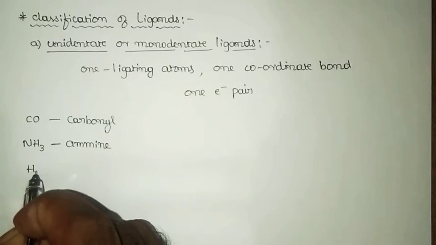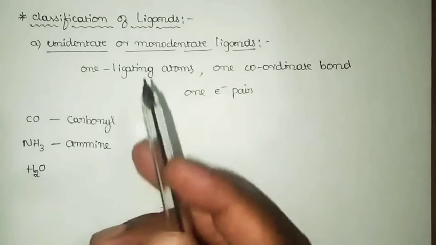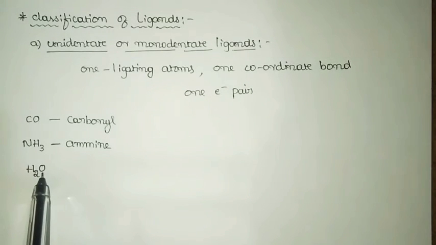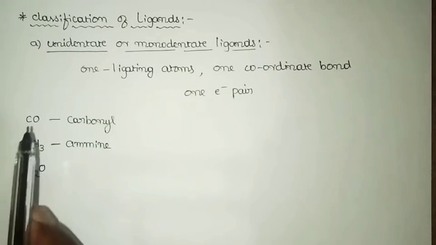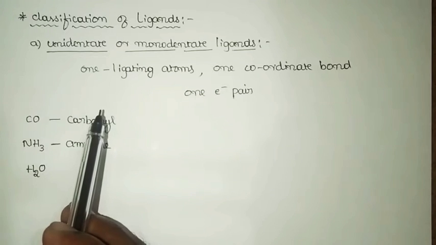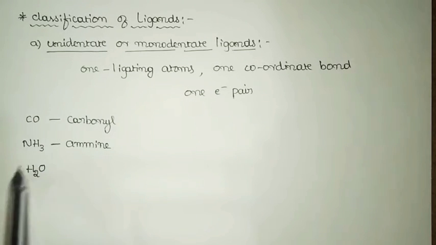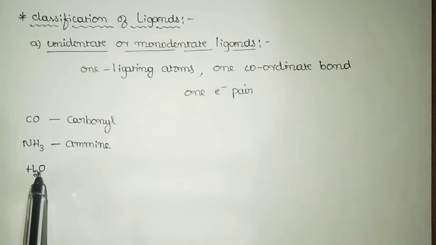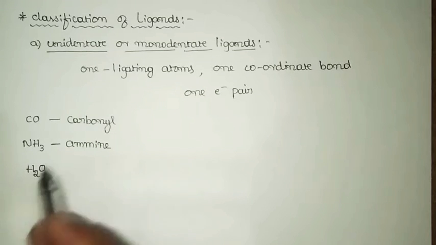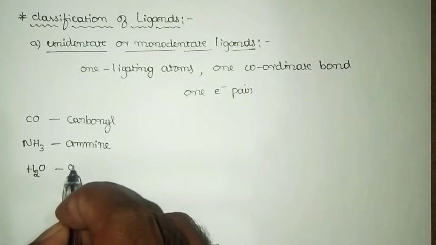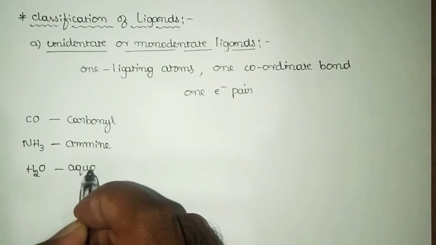And the next ligand is H2O. Here the ligating atom is oxygen. Though there are two lone pairs of electrons on the oxygen atom, only one electron pair will be donated to the central metal ion. So this also comes under monodentate ligands. When water is acting as a ligand, it is supposed to be pronounced as aqua.